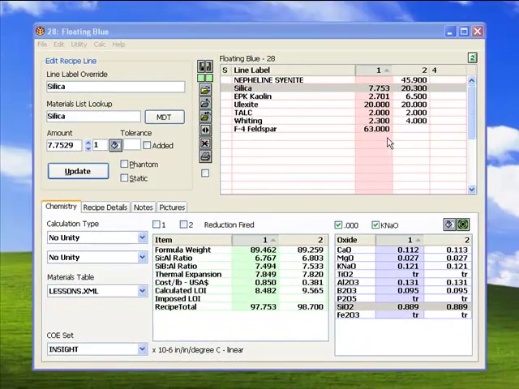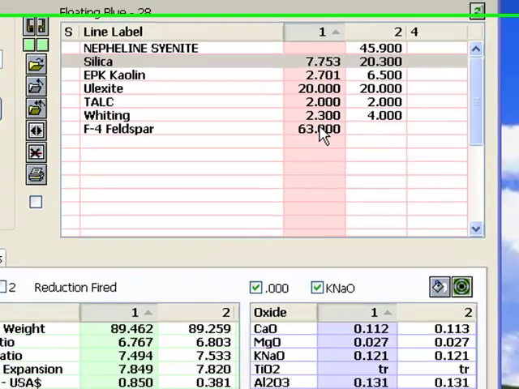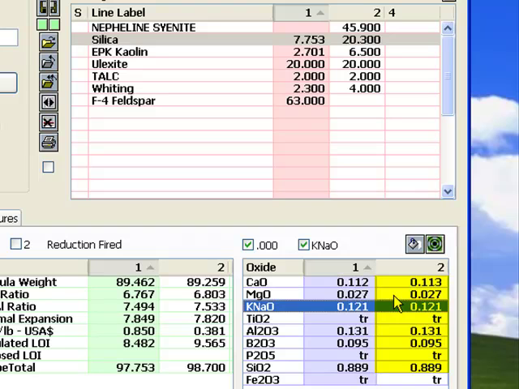In situations like this, it is actually much easier to put the recipes side by side, with one having the old feldspar and the other the substitute, then juggle the new recipe to match up the KNaO and then the other oxides. When you do it this way, there are more options and you can think about improving other aspects of the recipe at the same time.